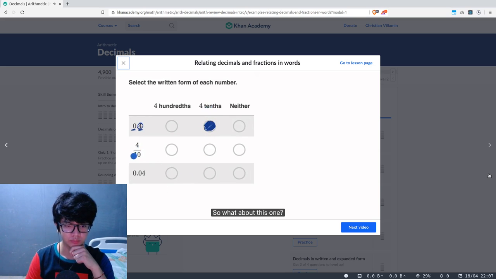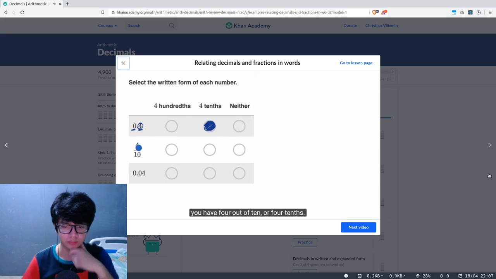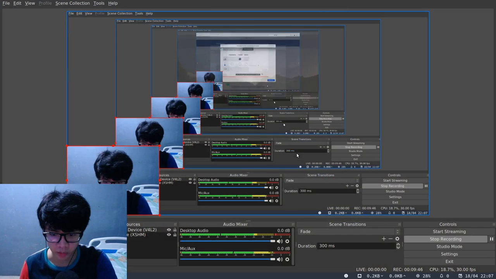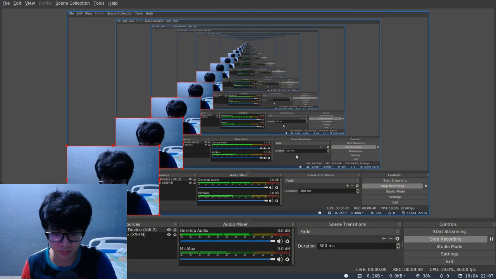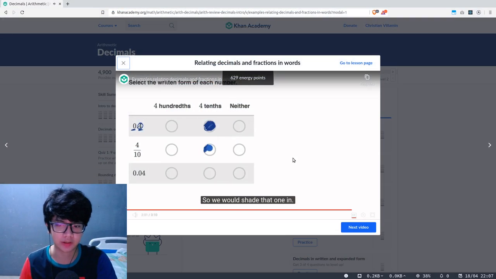So what about this one? Well, this one we would read as 4 out of 10, or 4/10. So this again would be 4/10. Okay. So we would shade that one in.